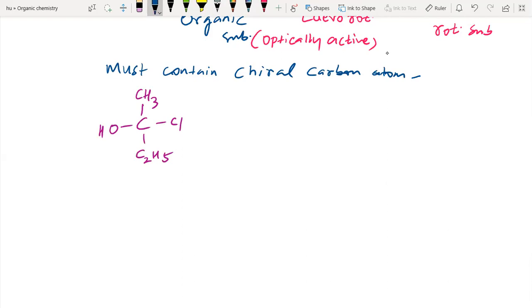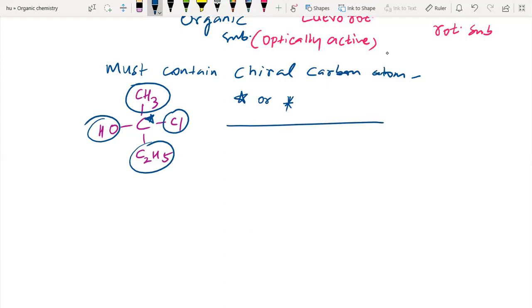For example, as we see here, this carbon here is chiral carbon, and we denote it by putting a star mark or asterisk mark. This is an asymmetric carbon atom, and it must be there in that organic compound. And why is this known as chiral carbon? Because this carbon is bonded to 4 different atoms or groups of atoms. If a given substance does not contain chiral carbon, it cannot rotate plane polarized light.